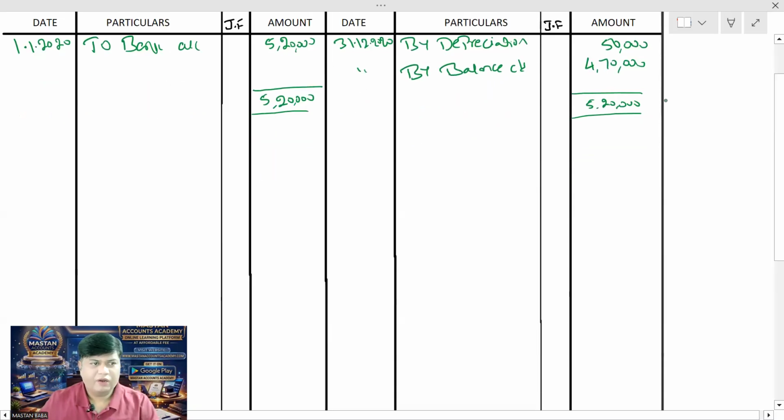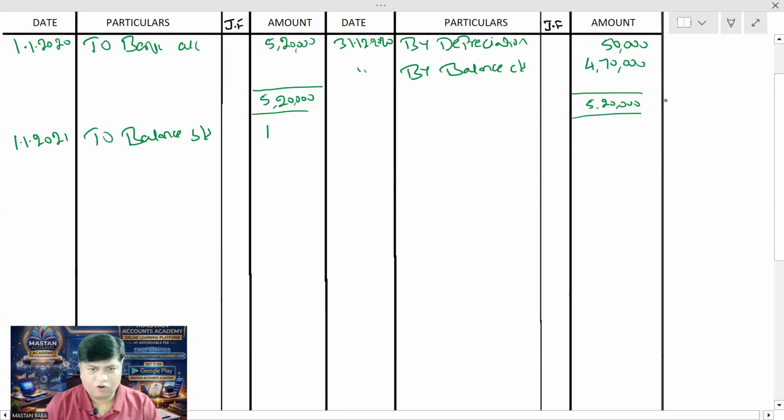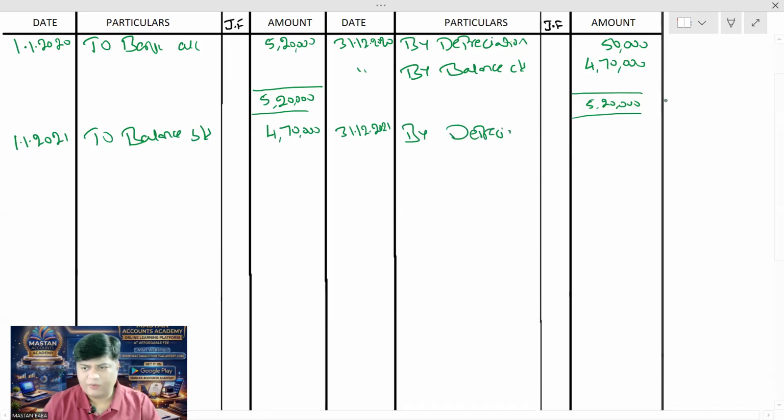4,70,000. Okay. Next. 1/1/2021 to balance brought down, that is 4,70,000, and 31st December 2021 by depreciation. It is fixed, so every year it stays the same, 50,000 rupees.